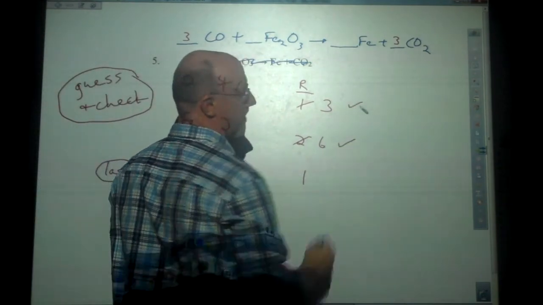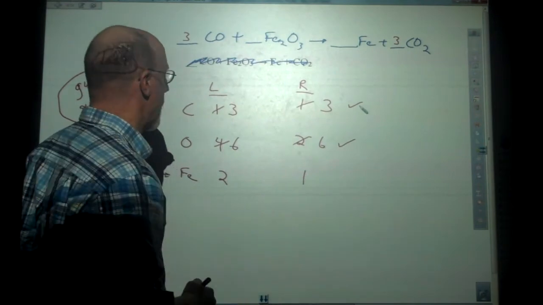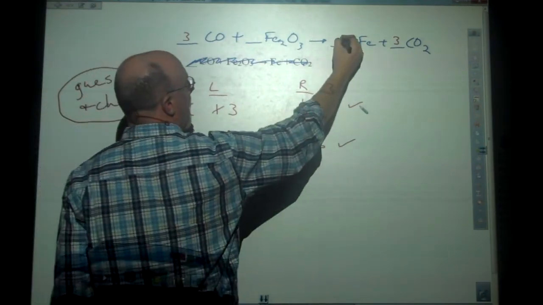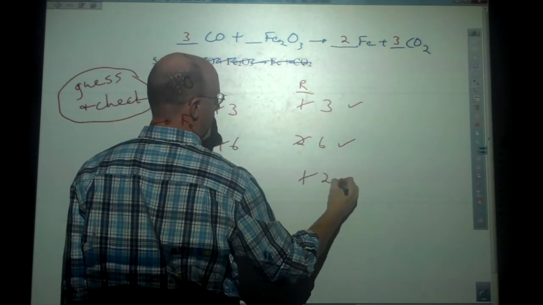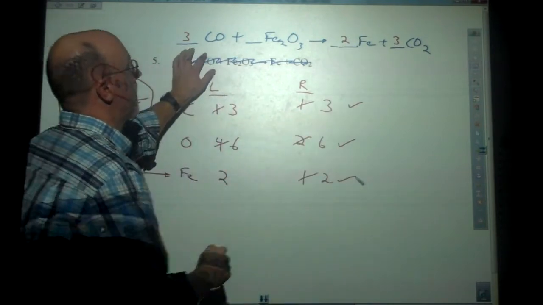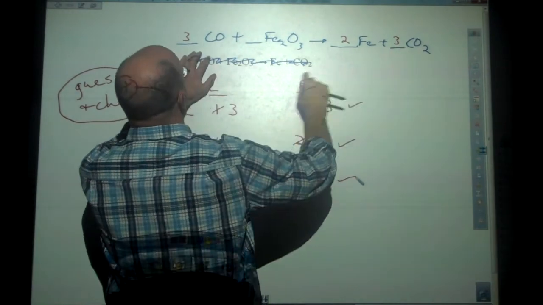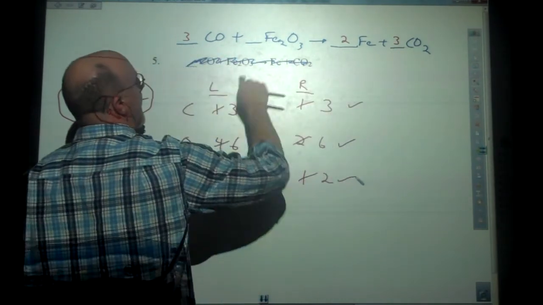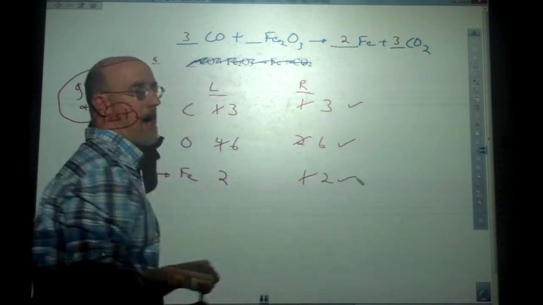So sometimes you got to do a little bit of guessing and checking, and it's kind of the way it goes. And again, the beauty of finishing with iron by itself is I can put anything I want, put a 2 there, check. So there we go. 3 carbons, 3 carbons, 3 oxygens plus 3 is 6. 3 times 2 is 6. 2 irons, 2 irons. So there's your balanced equation.